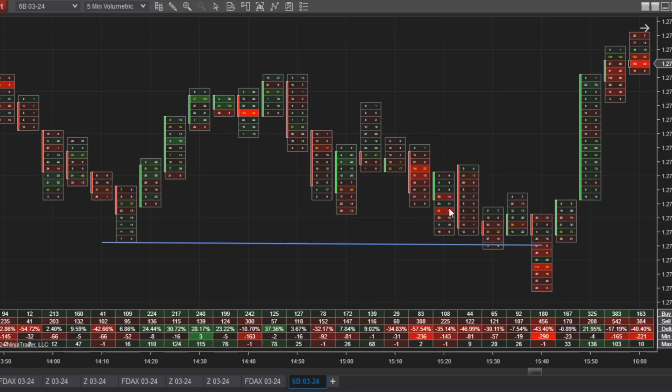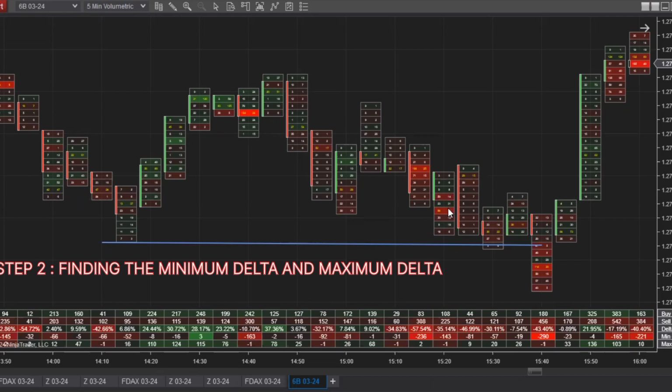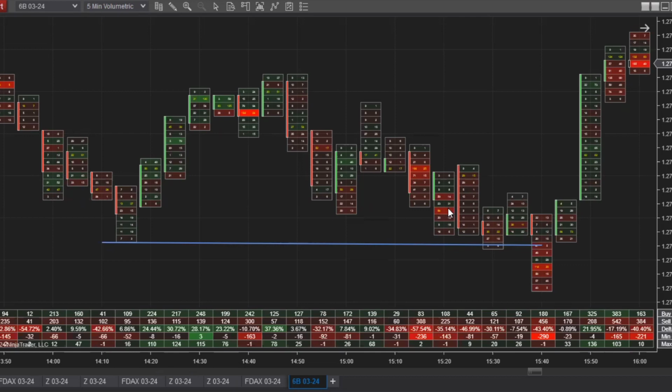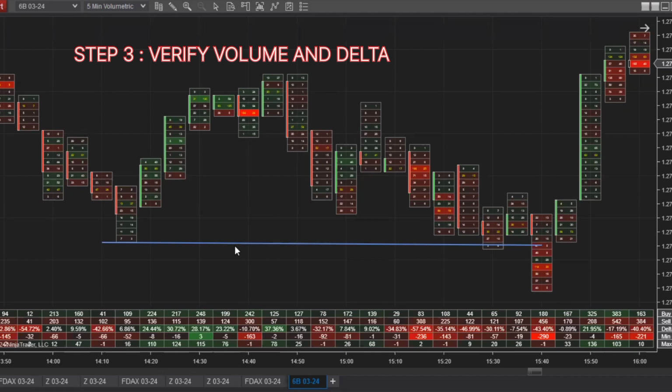Then the second step is to check the minimum delta and the maximum delta. The minimum delta or the maximum delta has to be within 200 to 1 and above. It can also be 300 to 1. It can be 200 to 1, and it can also be 300 to 5. The other part should not be more than 5. It ranges from 1 to 5. Then the third step is you're going to check the volume and the delta. That's the third step. So let's just get into some examples.